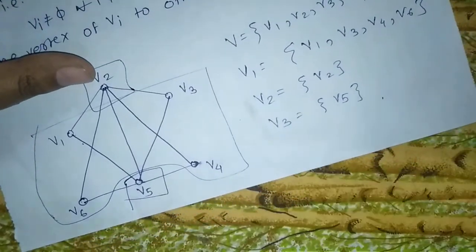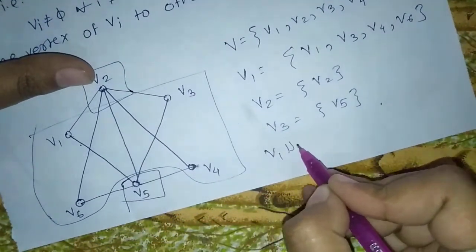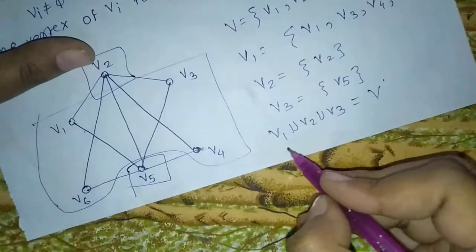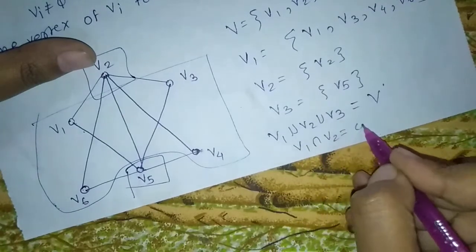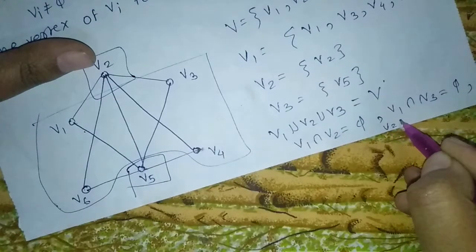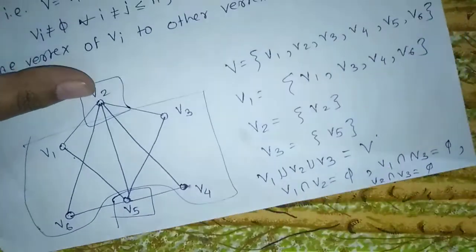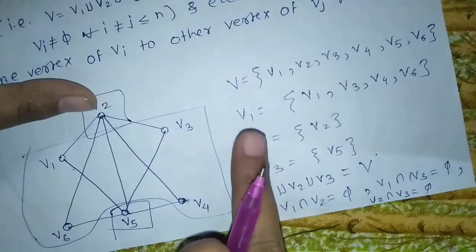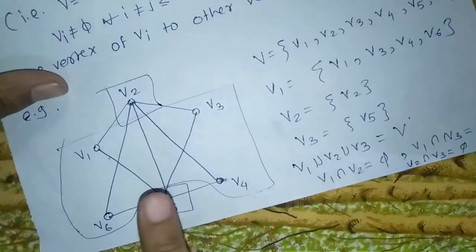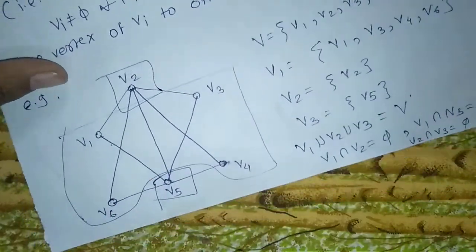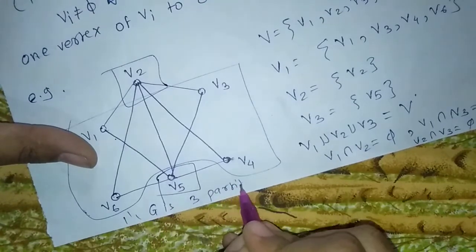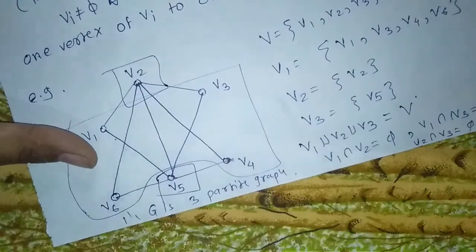Here you can see that V1 union V2 union V3 is equal to capital V. Also V1 intersection V2 is equal to phi, V1 intersection V3 is equal to phi, and V2 intersection V3 is equal to phi. And V1 is a subset of V, V2 is a subset of V, V3 is a subset of V. So by the definition of an n-partite graph, this is a three-partite graph. Therefore, G is a three-partite graph.